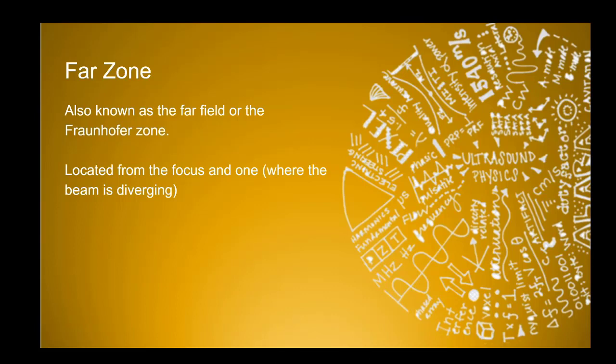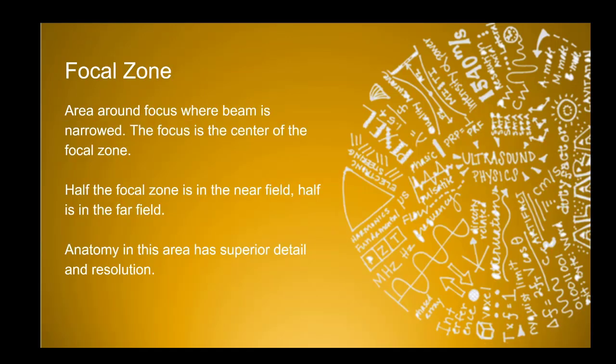The far zone then is the area beyond the focus where the beam begins to diverge, and this is also known as the far field or the Fraunhofer zone. So I remember Fraunhofer goes with far, because we have F-R-A, F-A-R. So we kind of have similar letters in the beginning of it. And it's just kind of fun. You get to say Fraunhofer zone. Sounds very German to me. Anyway, far zone, again, is going to be located on the far side of the focal point where the beam is starting to diverge.